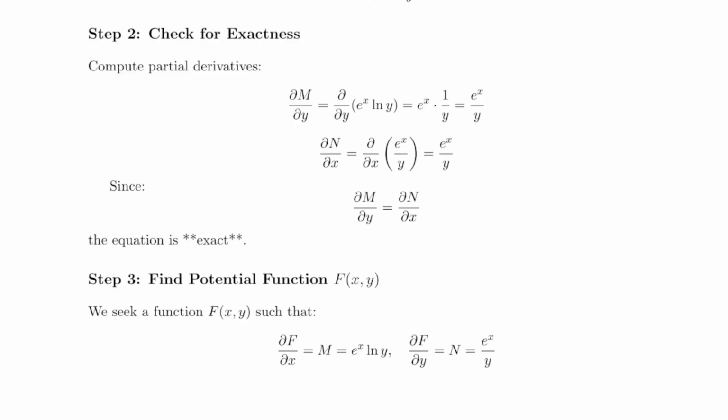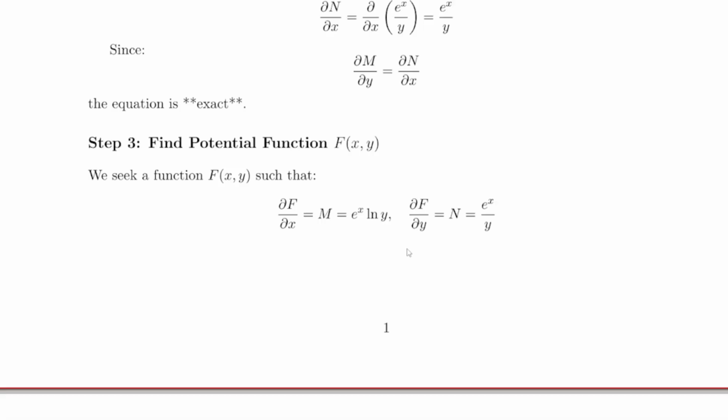Now, since we know the differential equation is exact, we want to find a potential function. So that's our capital F of x, y. We define the partial of F with respect to x to be equal to M, because we have M dx plus N dy equals 0. Well, how did you get M dx? That's just taking the partial of F with respect to x. That gives you M. And similarly, the partial of F with respect to y gives you N.